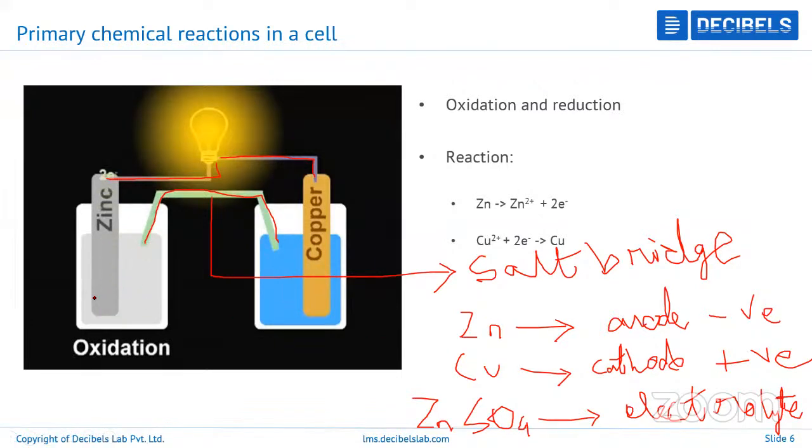One is oxidation at the anode and the other is reduction at the cathode. Here you can see in this animation, zinc undergoes oxidation. What that means is zinc separates into zinc ion and releases two electrons. So that's oxidation. Basically, oxidation is releasing electrons. And reduction is to absorb the electrons which have been released from the anode.